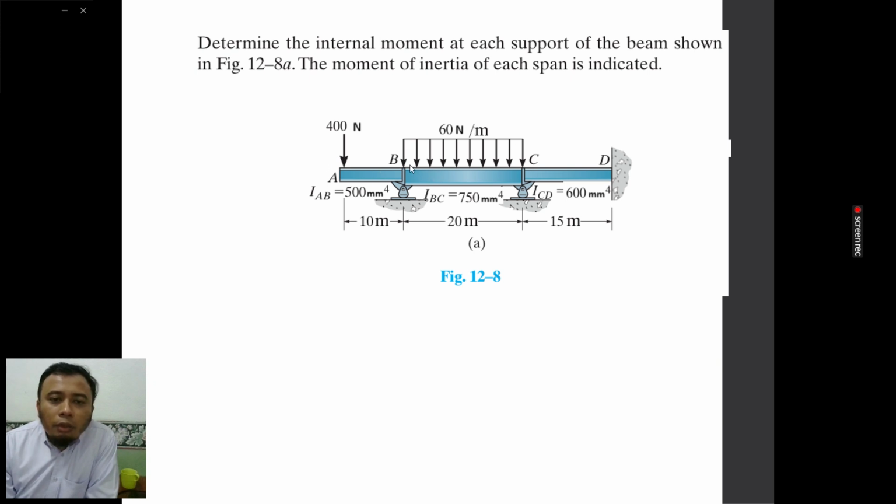Just to highlight that you have an overhang here. AB is overhang. There's no support here. We have support at B, but there's no support at the end of AB, at joint at point A there. So this is considered overhang.